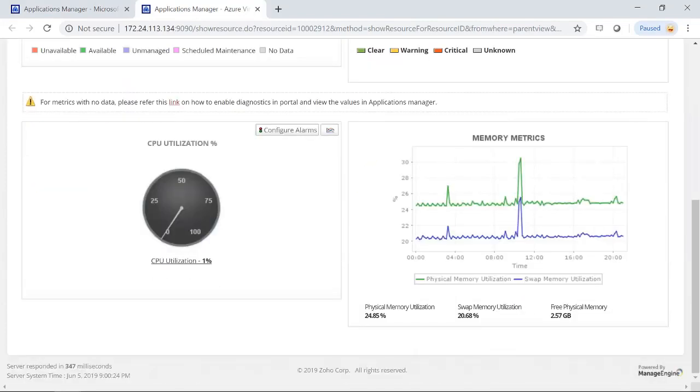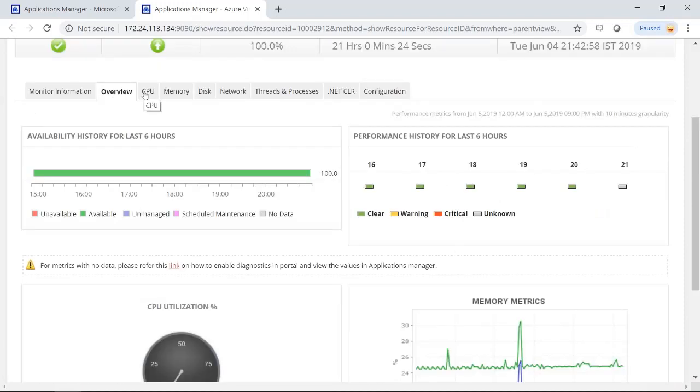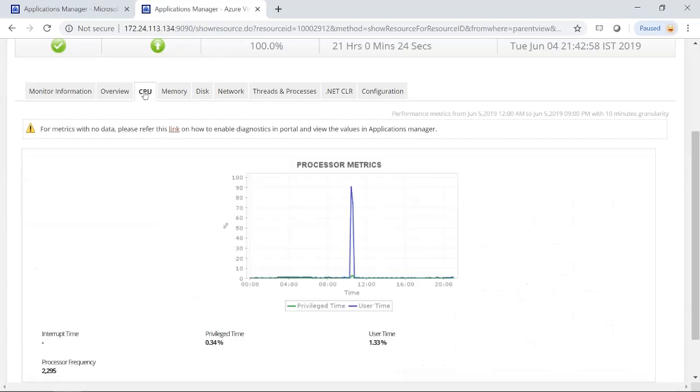where the common metrics are the CPU utilization as well as the memory utilization, which is distributed as physical memory, swap memory, and the free physical memory. Now, moving further, we have individual tabs to help a user monitor all these metrics in detail.